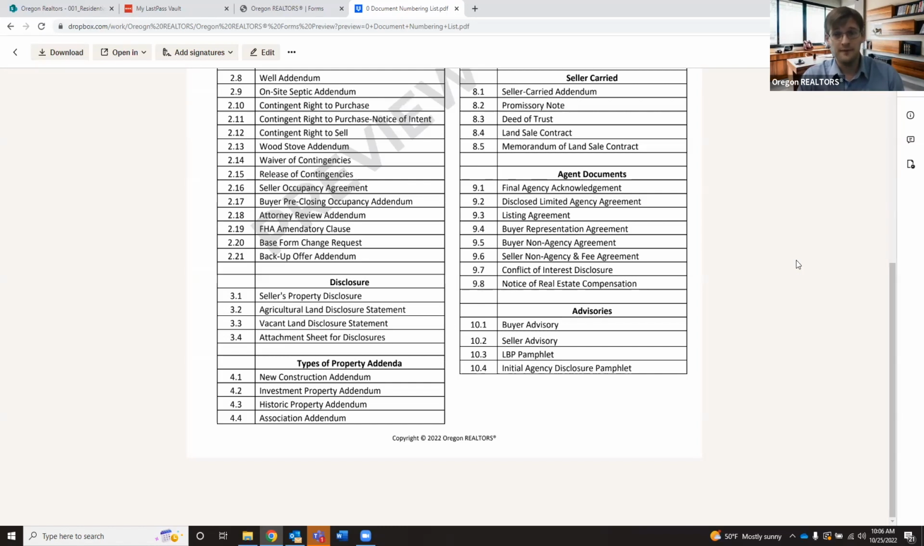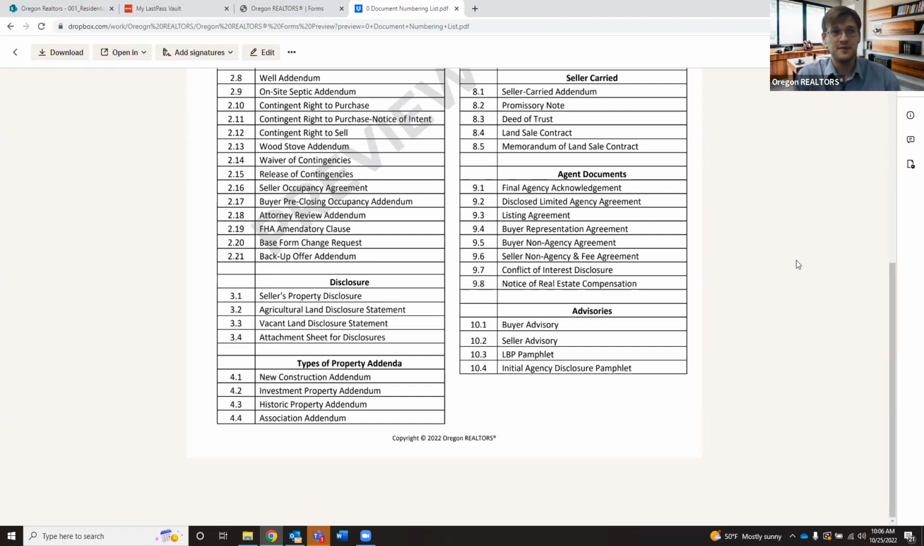And then lastly, we have our advisories. So the 10 points are the advisories. It's buyer, seller, the lead-based pamphlet that comes from the EPA, and the initial agency disclosure pamphlet that comes from the Oregon Real Estate Agency. Our buyer and seller advisory are required provisions. It's something in all the purchase and sale agreements. We say, hey, buyer, hey, seller, you should have received an advisory and you should have read it. And we've drummed those up to kind of cover all the new things that exist in our contract. So the process of default and things like that is now part of those advisories.